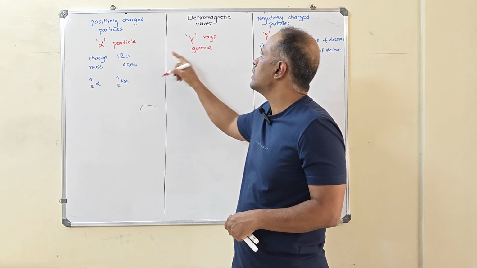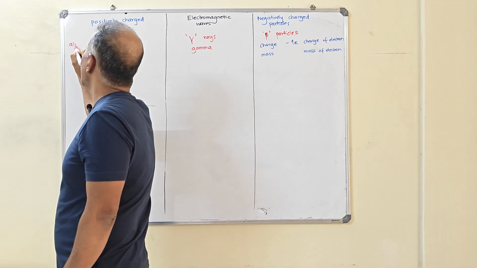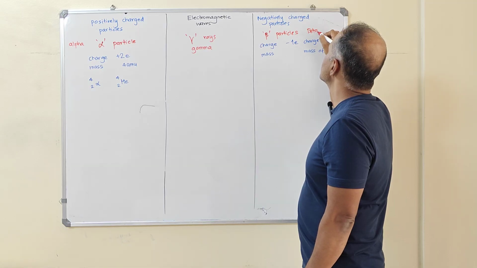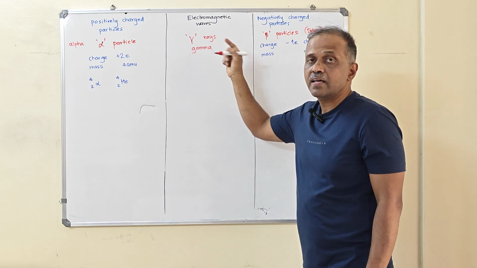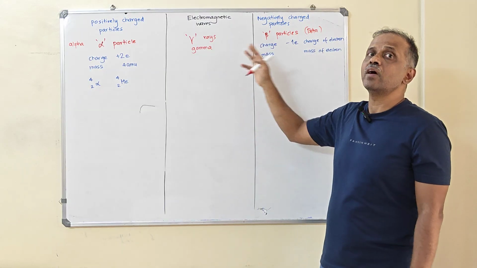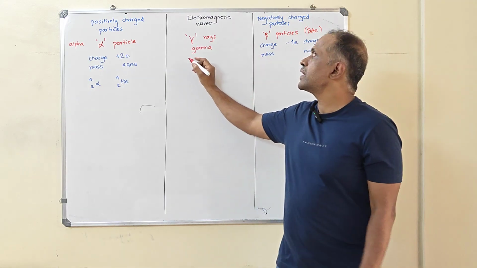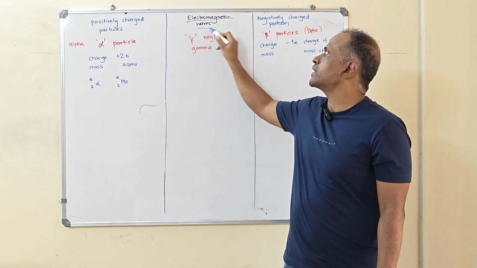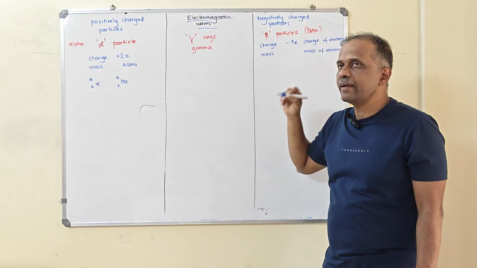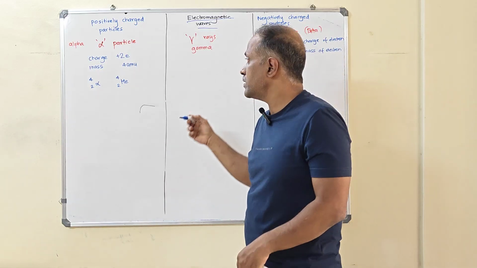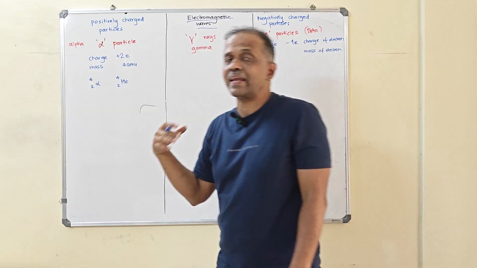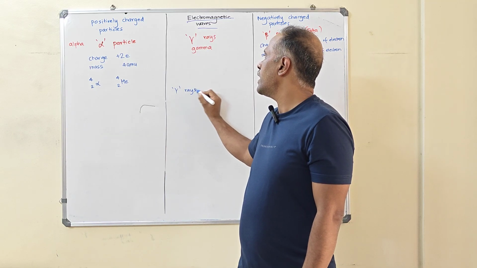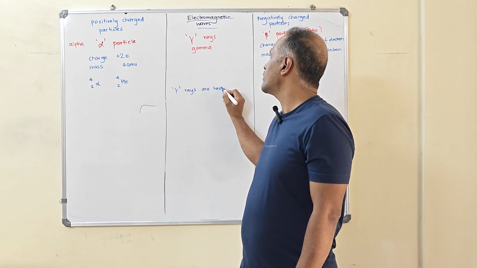Okay, so first is the alpha particle, which is positively charged, beta particles, which are negatively charged, and gamma rays. There are two particles, alpha and beta, and one ray, which is gamma. And gamma rays are nothing but electromagnetic waves. As we have studied in the electromagnetic waves chapter, gamma rays have high frequency.